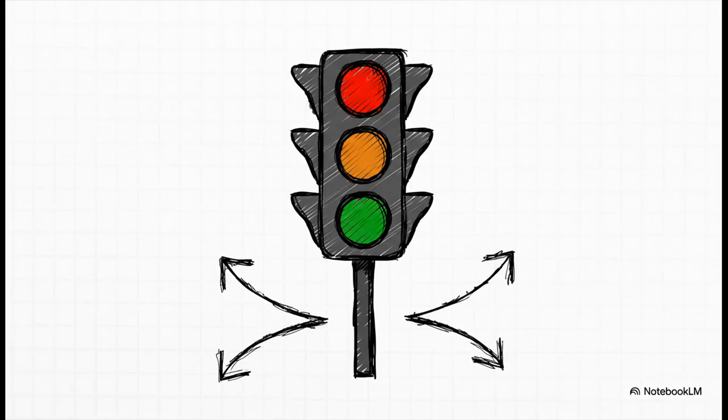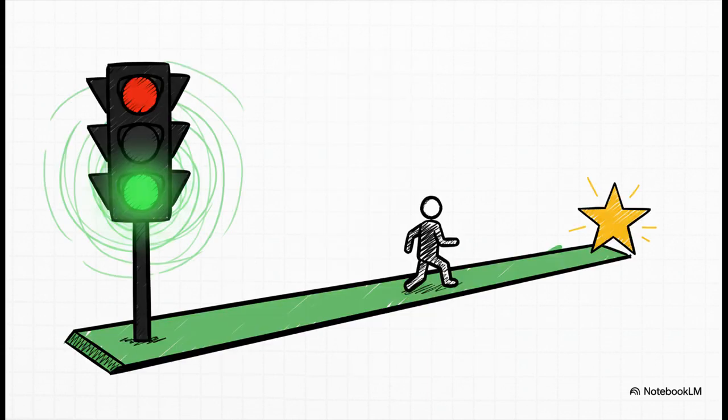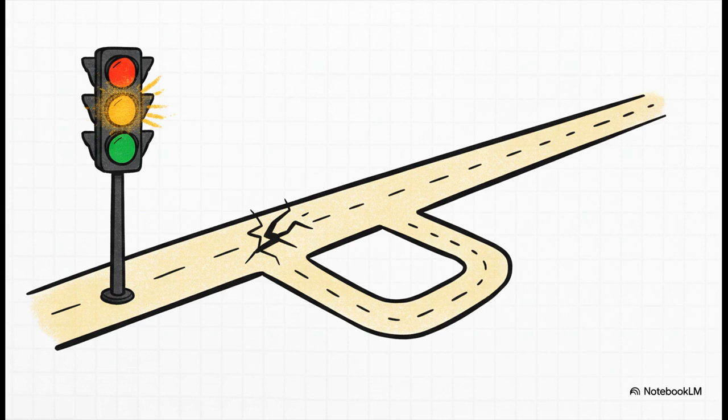A great way to visualize this is to think about it like a traffic light system. Because let's be real, not every trip is going to be perfect, so designers have to plan for detours and roadblocks. First up, you've got the green light. That's your happy path. The coast is clear, it's a straight shot, and the user gets exactly what they wanted. Easy.